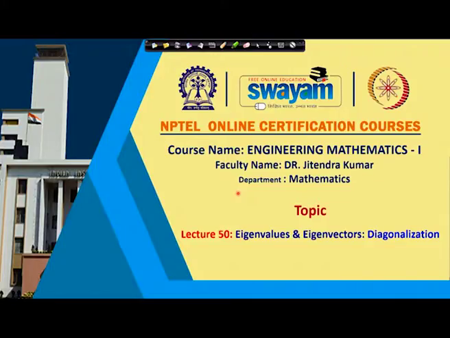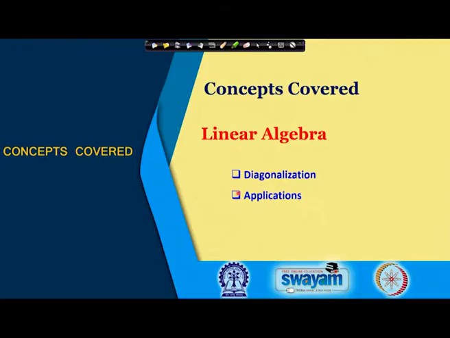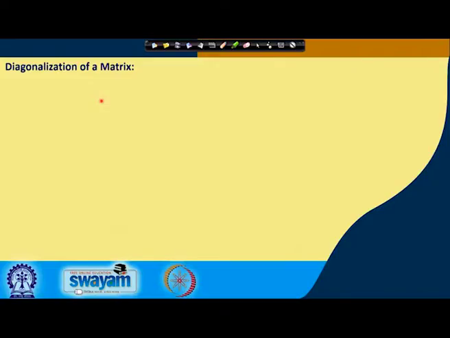Welcome back, and today again we will continue our discussion on these eigenvalues and eigenvectors. This is lecture number 50, and we will mainly focus on diagonalization and also its applications for solving systems of linear equations, also for getting the power of the matrices, etc. So, what is the diagonalization of the matrix? We will discuss here now.